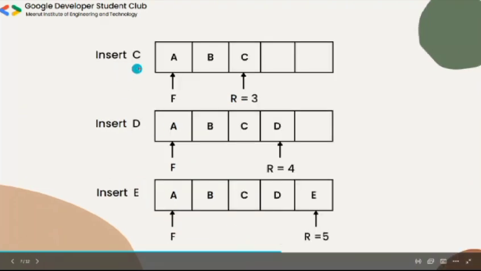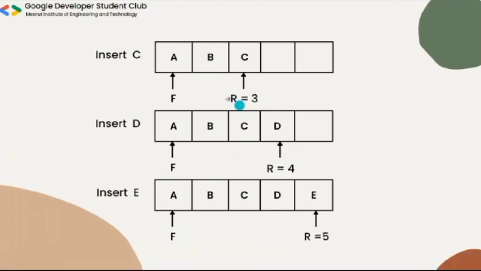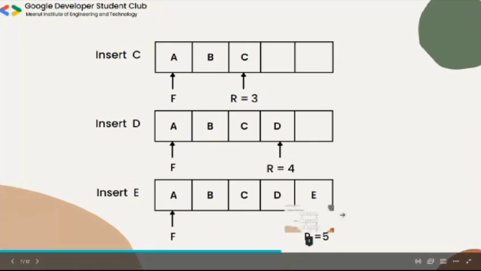Now when I'm inserting C, you can see in all these examples, my front is at the same place. Only my rear is moving. I'm only incrementing my rear. So when I insert C, my rear will now point to C, and its value is equal to 3. Similarly, when I insert D, my rear will point to D, and in the case of E also, my rear will point to E now.